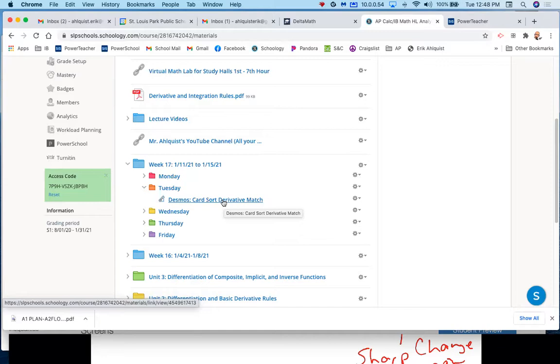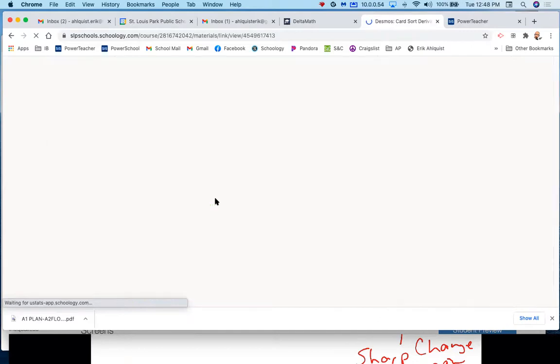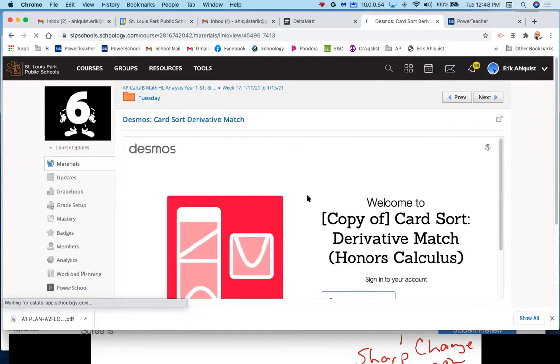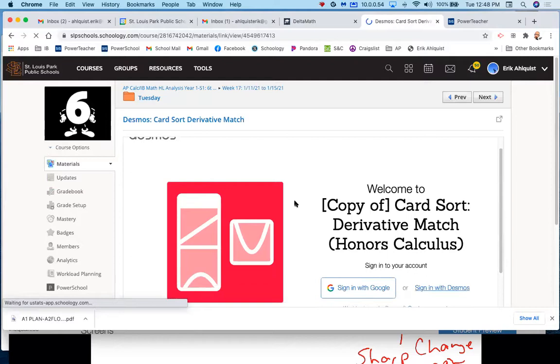When you click on the link for today, it's a little misleading in Schoology, because it shows up as this fancy thing right here, and it even says you can sign in with Google. That's not where the link is. The link is actually over here.